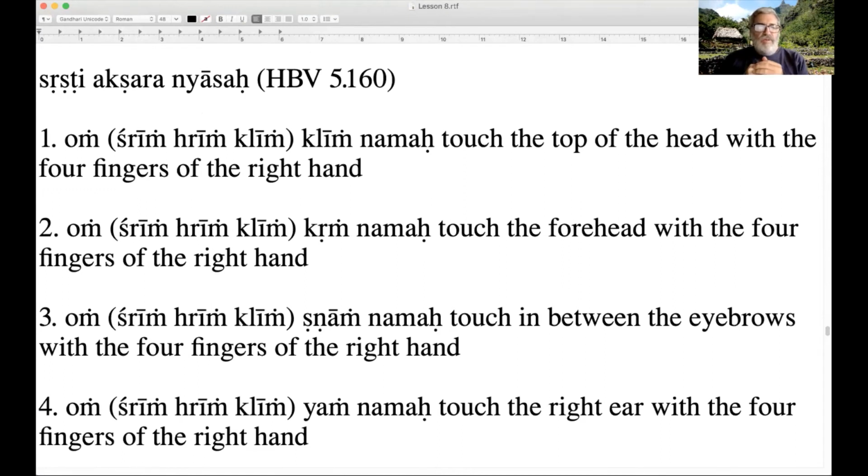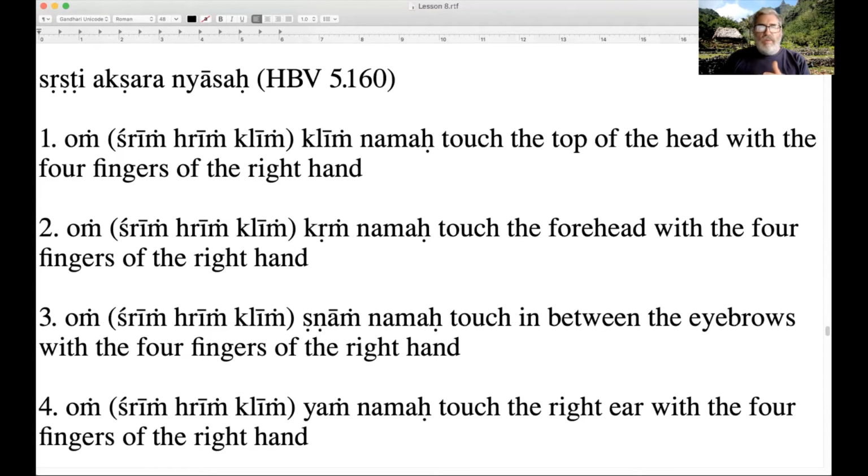Now, what I want to do is I'm going to just chant the mantras, and I'll chant them without the extra Bija mantras. But if you want to put the extra Bija mantras in, you can. They're in brackets here. Shrim, Hrim, Klim can be added to any one of these mantras. But we'll just go through quickly. And so the Shristi, Sthiti, and Samhara Nyasas are mentioned in the same verse in Hari Bhakti Vilas, verse 160 of the 5th Vilas, and this is how they would be done.